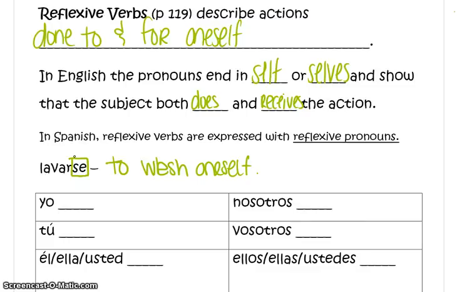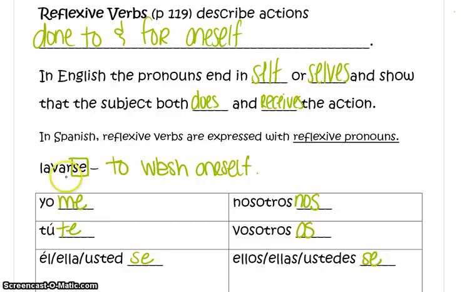The reflexive pronoun when you're talking about yourself is me. The tú-form reflexive pronoun is te. Él, ella, usted is se. Nosotros is nos. Vosotros, os. And ellos, ellas, ustedes is se.